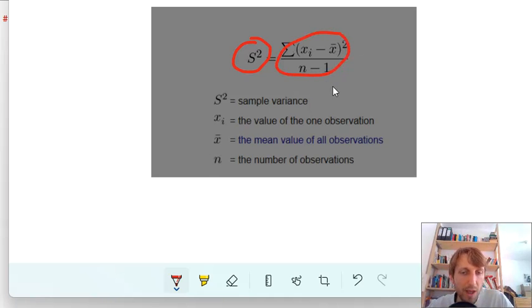Some people divide by n, which is the number of observations in the data set, and some people divide by n minus 1. This is called Bessel's correction. So sometimes they define the standard deviation as dividing by the number of data points minus 1, and sometimes they divide it by simply n. That's why we get different results for some approaches.